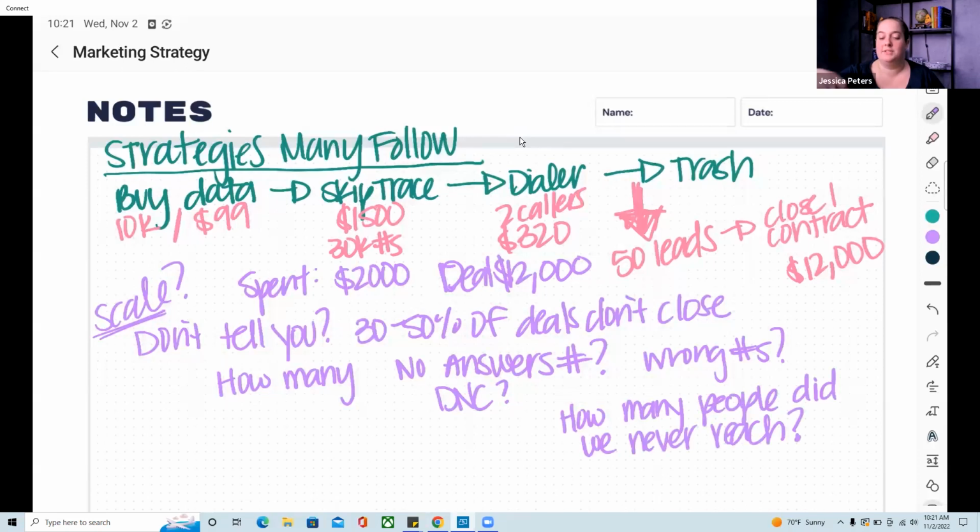They're not keeping track of any of these: no answers, wrong numbers, not interested. They're not keeping track of that process to figure out how many of these people did I not reach, and I want to try to reach them again in a different campaign.